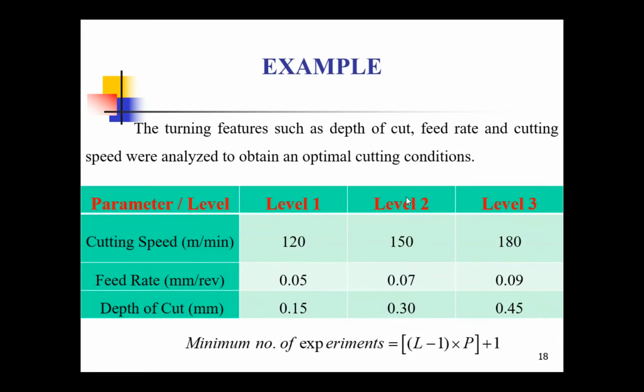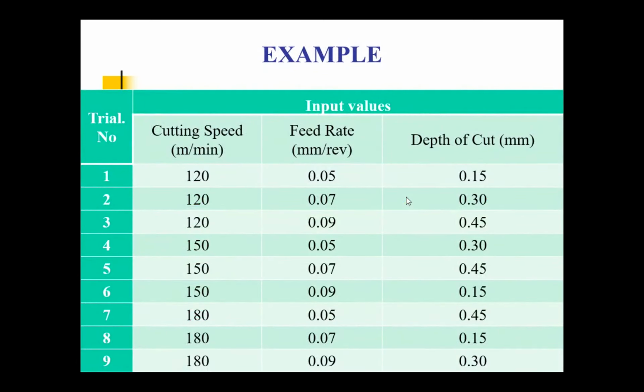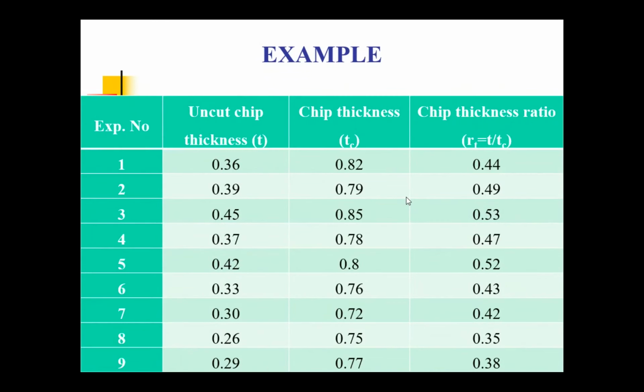So now here we will have an example. This example we saw yesterday for Taguchi's DOE. So here we are going to have three level values for three parameters. The parameters are cutting speed, feed rate and depth of cut. So it has three parameters, and obviously I am going to choose an L9 orthogonal array. So I have formulated this, and the output that I am going to obtain is the chip thickness ratio in the last column. So that is my output that I am going to analyze.